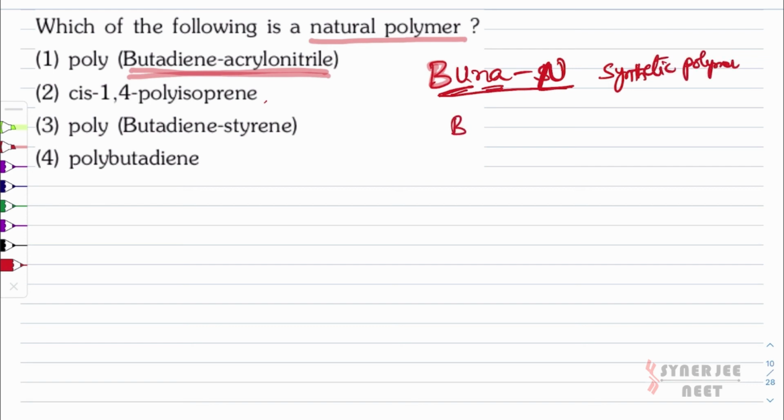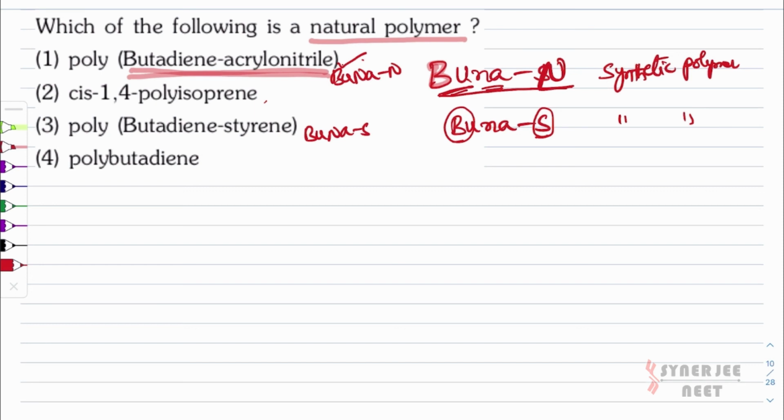Similarly, there is one more compound, Buna S, where styrene is involved and butadiene is involved. This is also a synthetic polymer. Now in the first one Buna N is given. This is Buna N. And third option is Buna S. This is also a synthetic polymer.